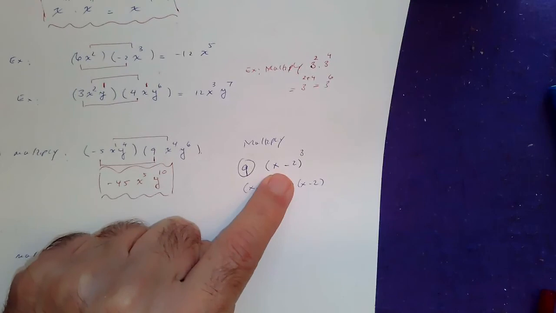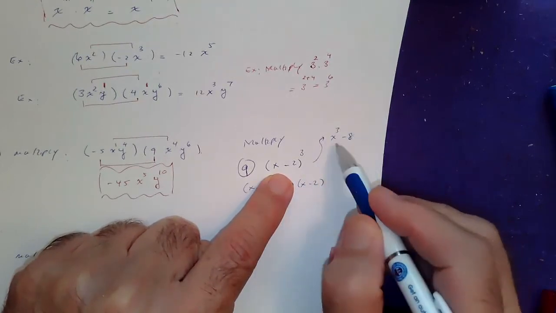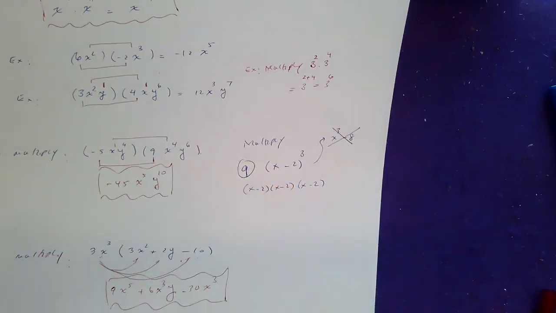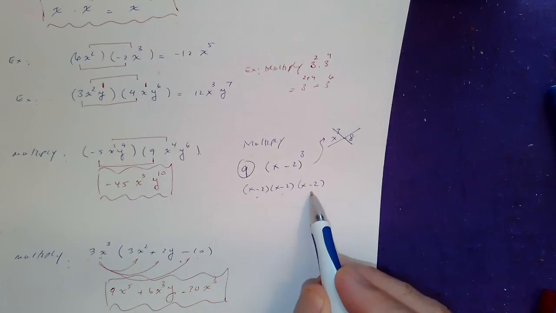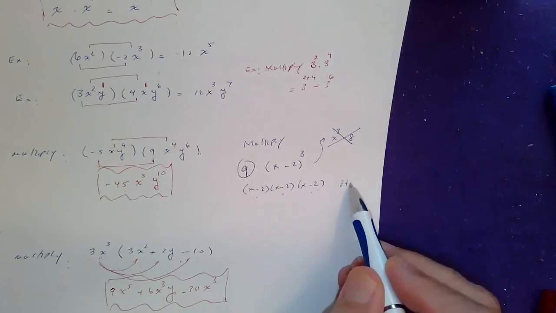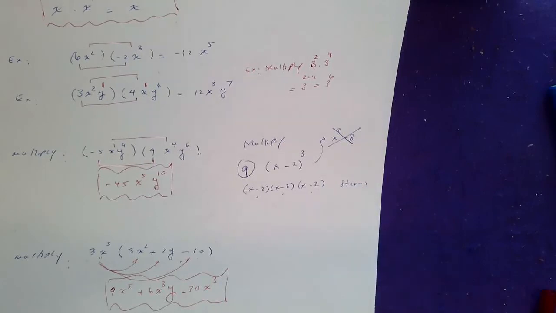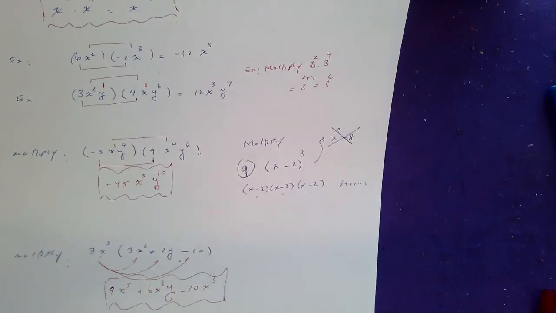Sometimes students have the impression the answer here is x cubed minus 8. That's not true. Check this out. You got 2 terms here, 2 terms here, 2 terms here. 2 times 2 is 4. 4 times 2, you got to come up with 8 terms when all the parentheses are removed. So this cannot be the correct answer. So how do I do this?